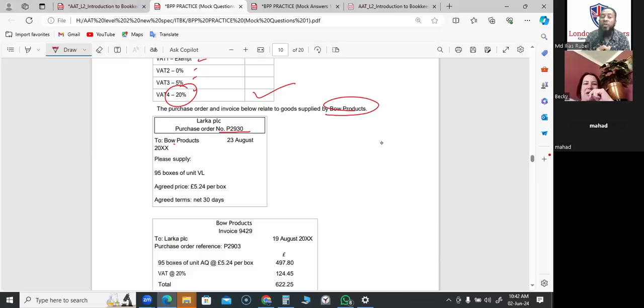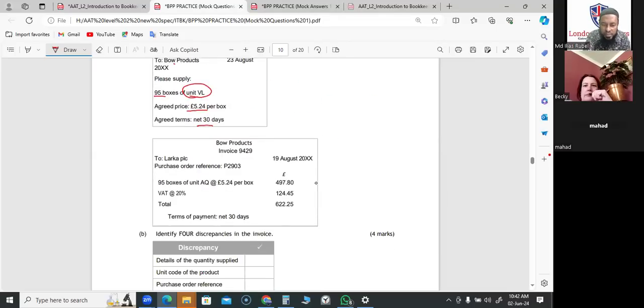You always do your accounting from your business point. We are not doing accounting for Bow. They are our supplier. That's it. That's the relationship. Okay. There is a date given. There's a supply this much. There's a unit, VL, name of the unit, price per unit, terms. And look, there is an invoice prepared.